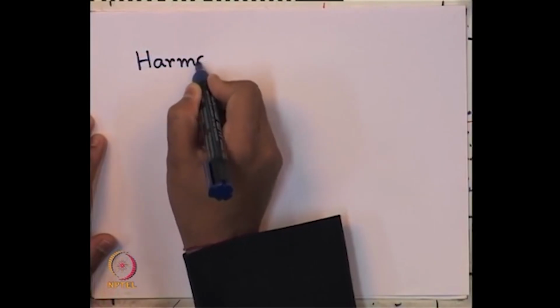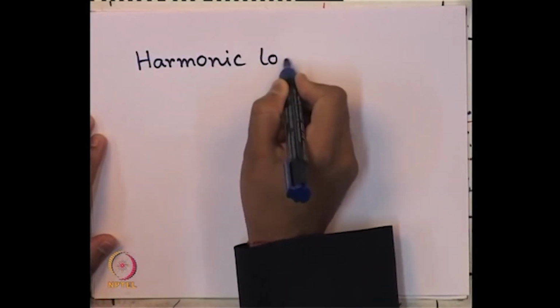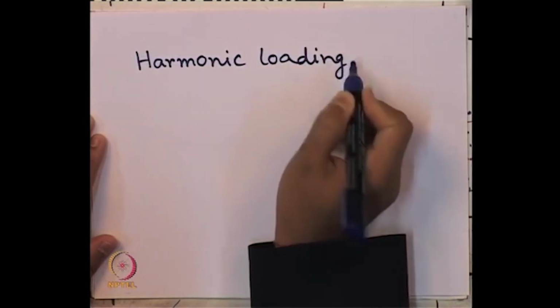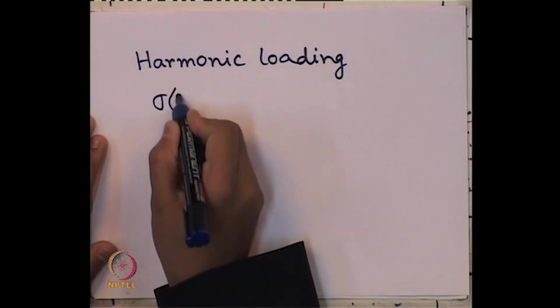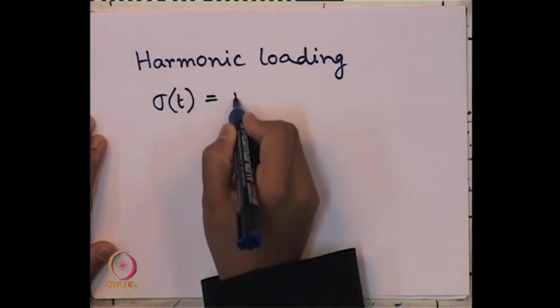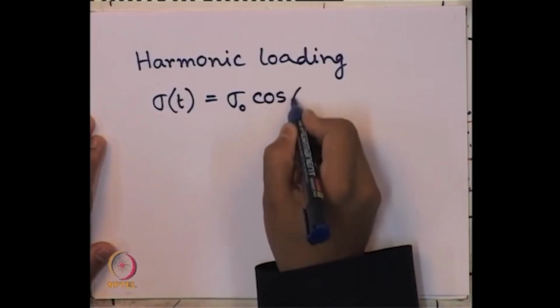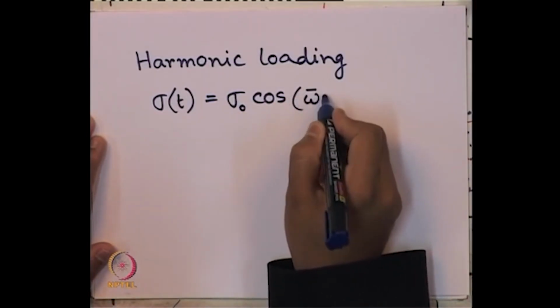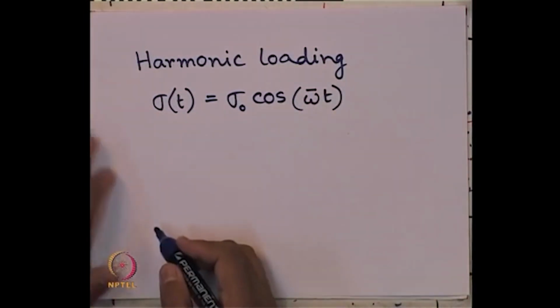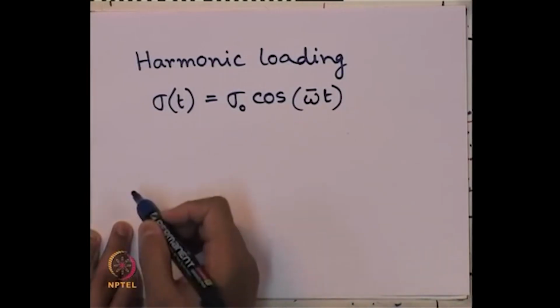Now, let us see what will be the solution of this governing equation of motion for the case of harmonic loading. So, when we have some harmonic loading, that is, suppose our sigma of t is expressed in the form of sigma naught cosine of omega bar times t. So, this is a form of harmonic loading as we all know.